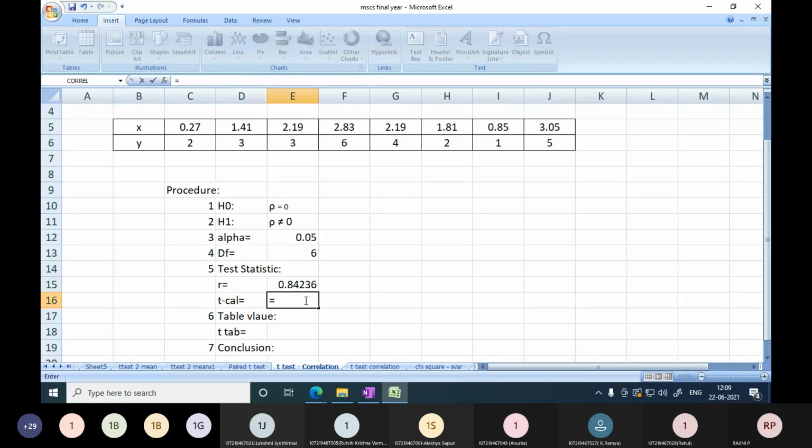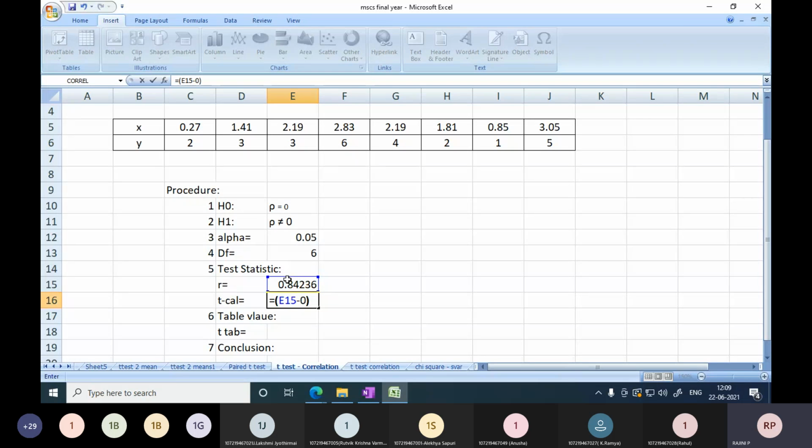Now tell me what is the tcal formula? Come on, dear. What is the tcal formula? r minus rho naught, divided by the square root of 1 minus r square by n minus 2. What is rho here? Come on, dear. What is the rho? 0.